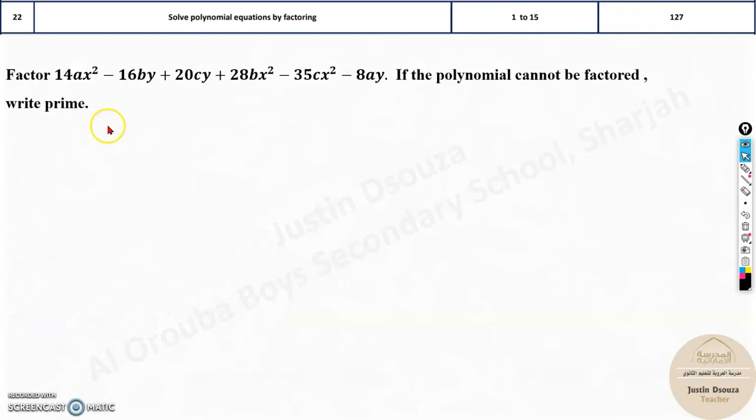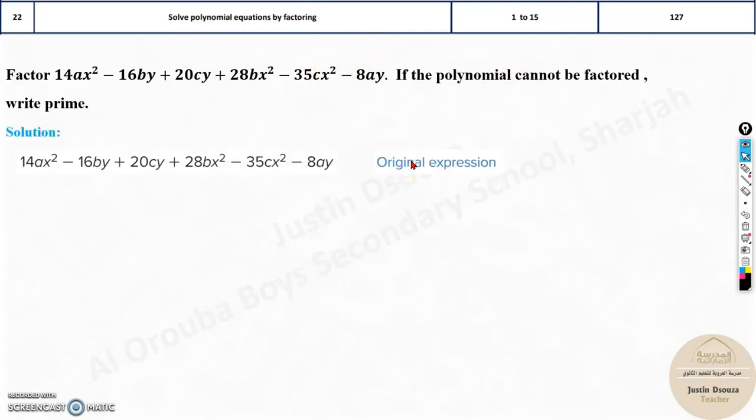Okay, we will see another type of problem. Here they have told us to factor this. Factor 14ax square minus 16by plus 20cy. This is the whole expression. If the polynomial cannot be factored, write prime. Now over here, this is the original expression. What we are doing is, this is a very easy one. You can see x square, x square, x square, y. Let's split those terms. Let's group them into like terms.